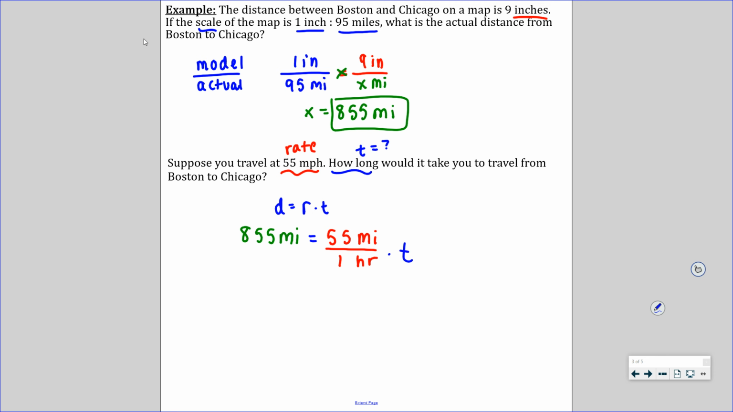So I'm going to times both sides by the reciprocal here to solve for time. I mean, you could also divide by this fraction. But like I said, I want to show you what happens with the units here. I'm going to times both sides by the reciprocal of this. So that essentially undoes that. And what ends up happening here is I have miles divided by miles, and I'm just left with hours, so that makes sense. That would give me a unit of measuring time. 855 divided by 55 would be 15 and a half hours.